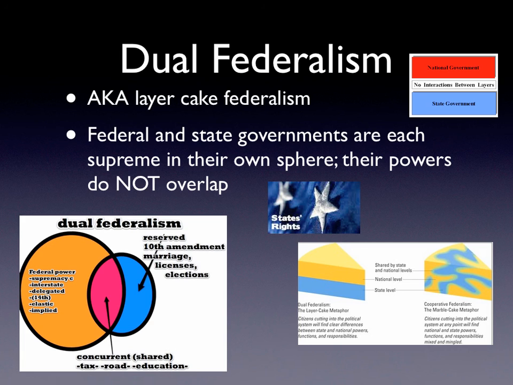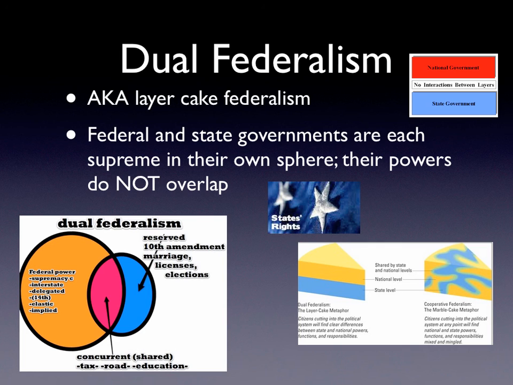So the federal and state governments are each supreme, meaning they have the power, they are the highest ones, they have the authority in their own sphere or their own areas where they are given power. Their powers do not overlap. So the federal government has certain specific things they can do, and the states don't get involved with those. And the states have certain powers, and the national government doesn't get involved in those. That is the idea of dual federalism.